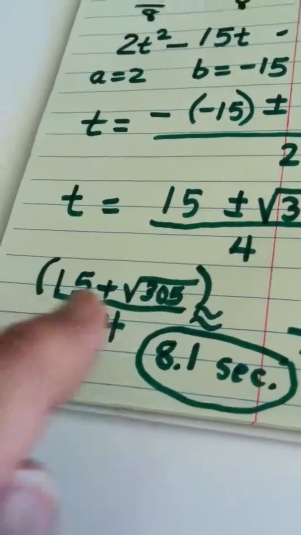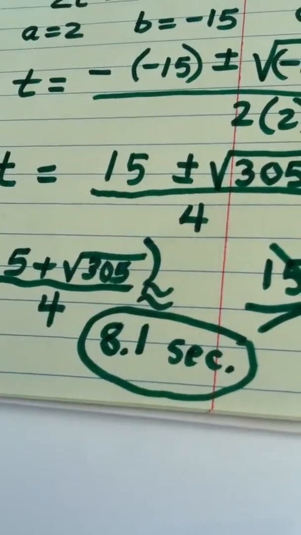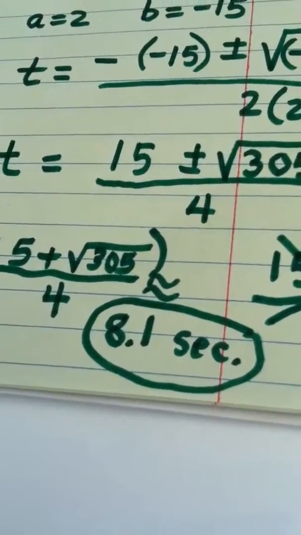And it's approximate. That's why I have squiggle, squiggle. So it takes about just a little over 8 seconds for the object to return to the ground. Okay.